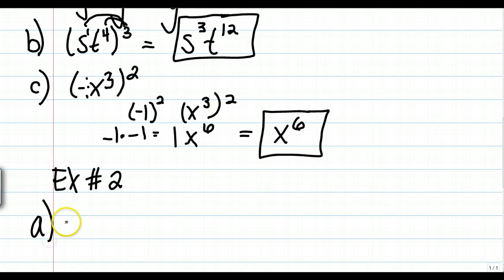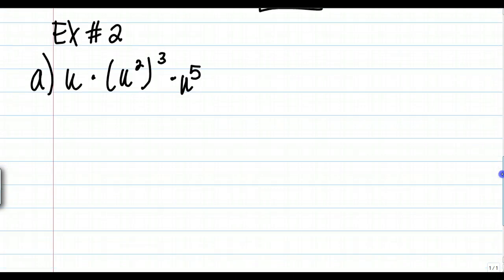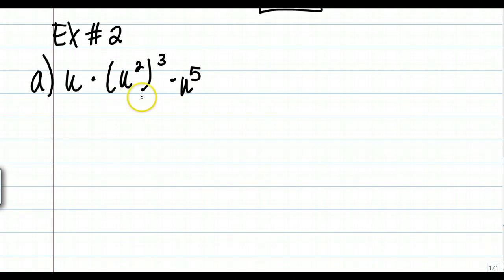Let's go ahead and do example number 2. I have u times u squared to the third power times u to the fifth. So I'm going to look at the middle one first. We know that this is just u to the 1. But I have a power to a power, so I'm going to multiply. 2 times 3 is 6. So I'm going to have 6. And I have my u to the fifth. I have the same base number, and I'm just multiplying now, so I can add my exponents together to get u to the 12th power.